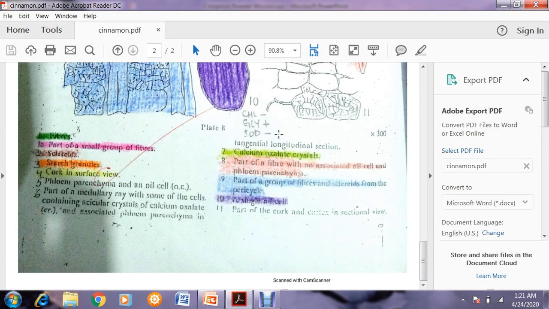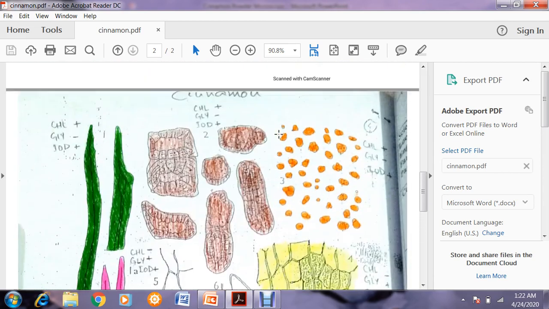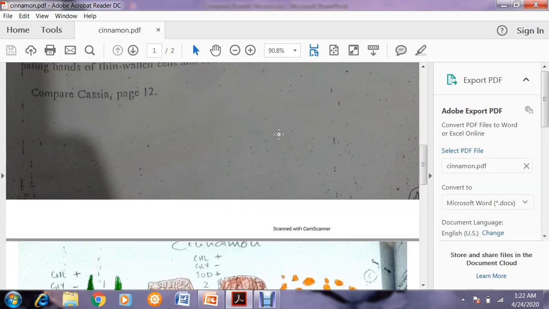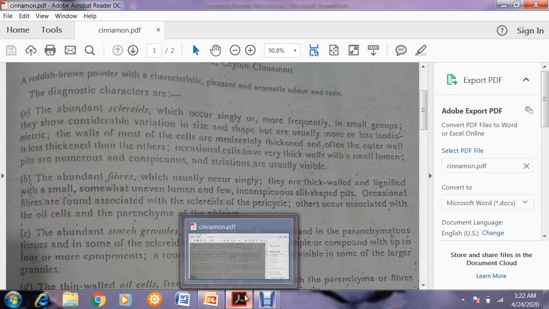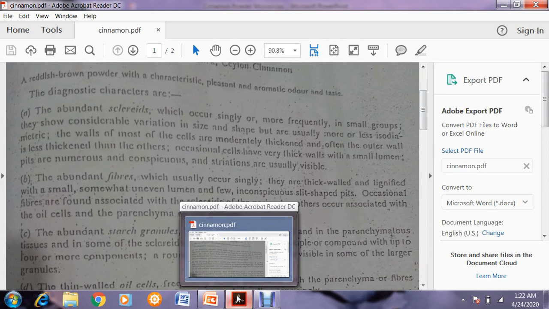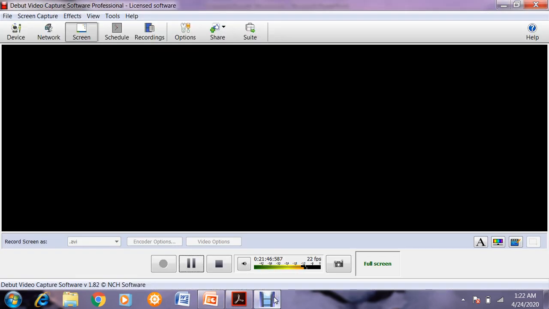So dear students, this is all about the powder microscopy of the cinnamon bark. If you have any query or want to understand anything in detail again, then you may ask. I will explain, inshallah. You may ask your question in the comment section, and also a GMeet classroom will be conducted in the future, inshallah. So that's all about today's lecture. Thanks a lot.